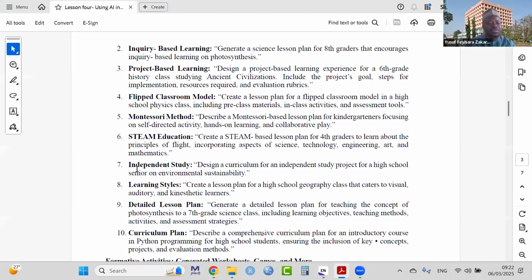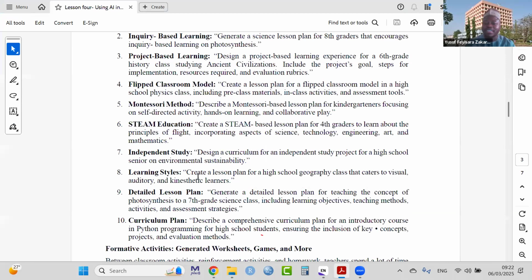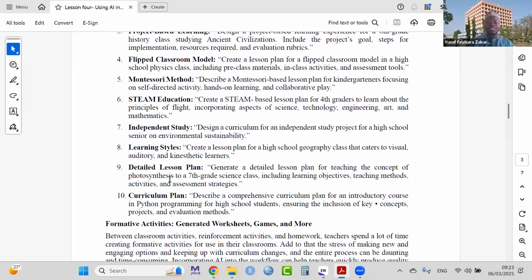You can use it for independent study, learning styles, a lesson note that will take care of people with different learning styles. In this case, he has taken that of PUB, where you have the visual, auditory, and the kinesthetic learners. So you can ask AI to prepare your lesson notes that will suit the student with different learning styles. All right. Then you have the detailed lesson plan.